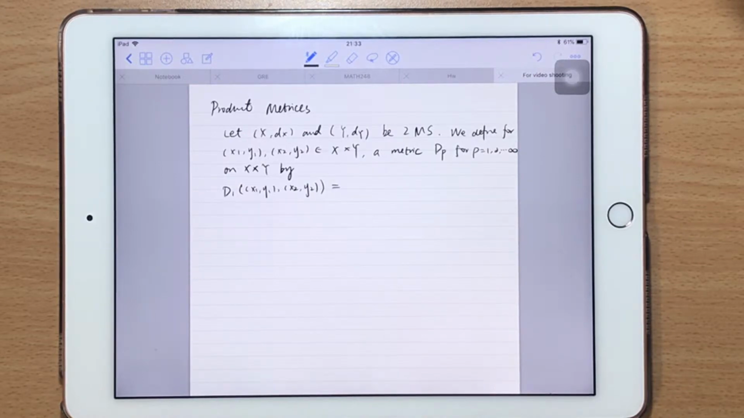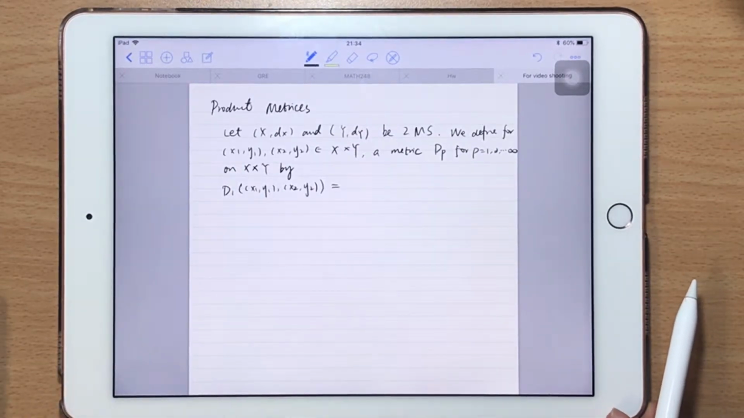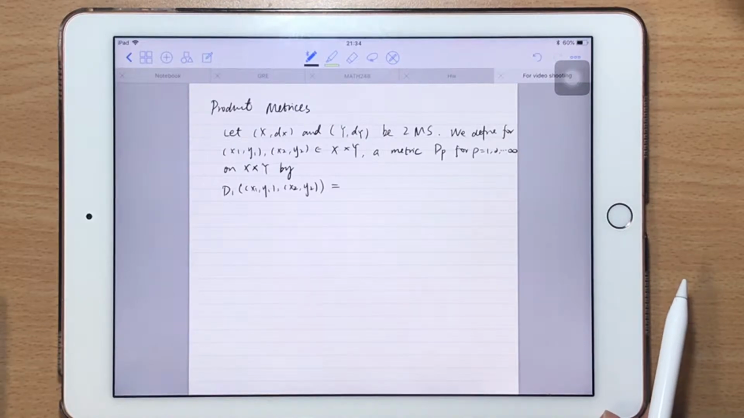So now suppose we already have two metric spaces, X and Y, each equipped with a metric dx and dy. The way we define the product space is simply taking one value from each set. So the point is now given by extracting x1 from X and y1 from Y. And now we want to calculate the distance between two such points, (x1, y1) and (x2, y2).